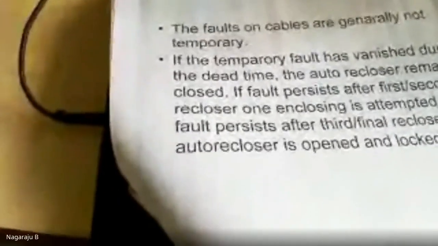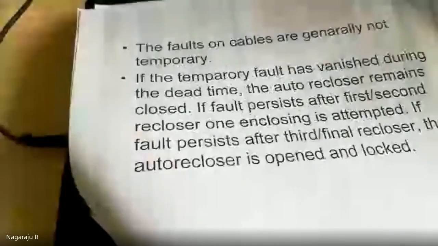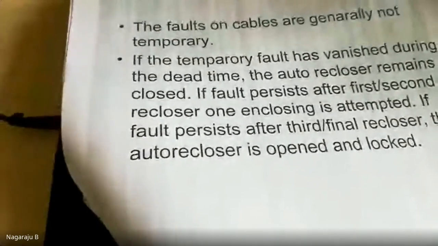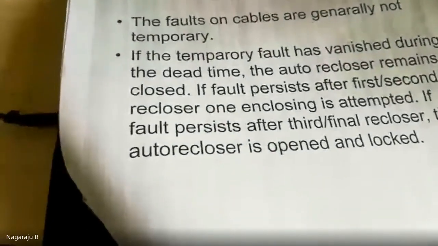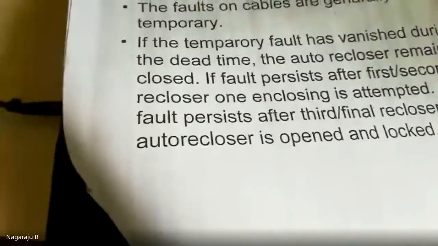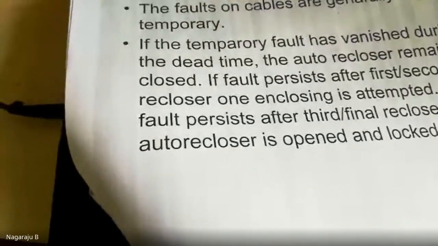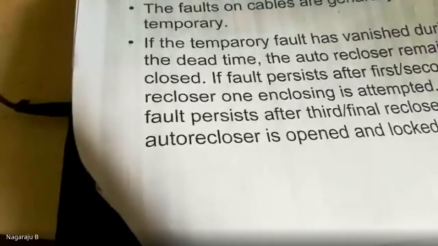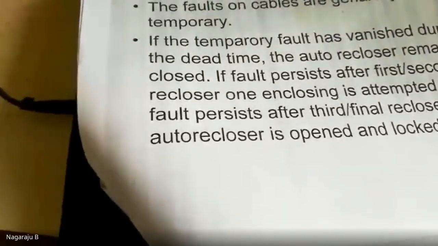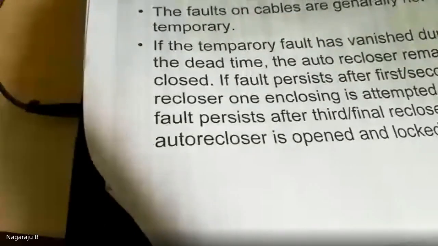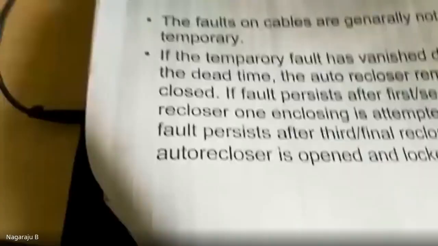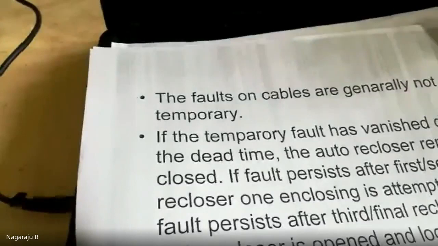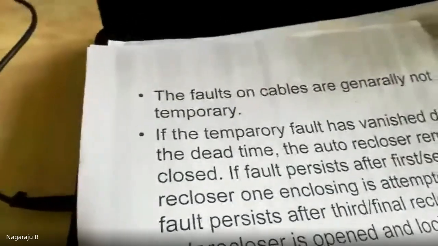The faults on cables are generally not temporary. If the faults are temporary and have vanished during the dead time, the auto recloser remains closed. If the fault persists after the first or second reclosure is attempted, and if the fault persists after the third or final reclosure, the auto recloser is opened and locked out. So it should have the four instantaneous operations, starting with the first open and reclose.